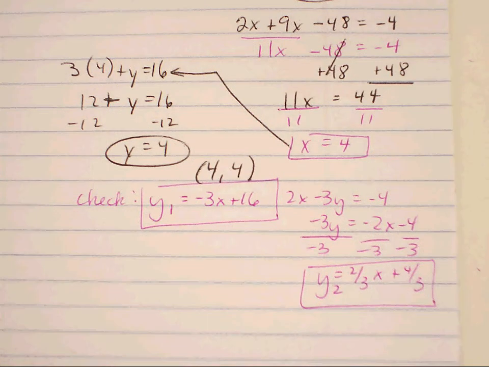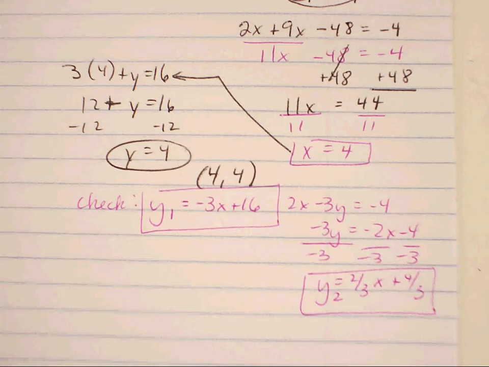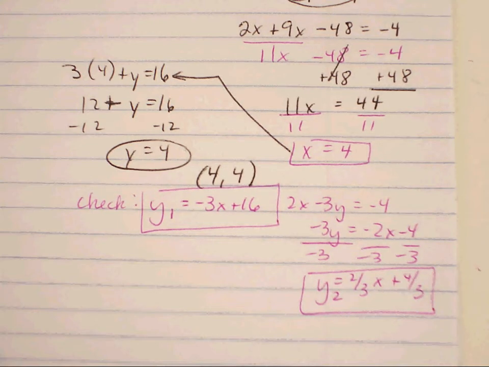Check it graphically. So we've already got y1 into the format that we want from the earlier work we did. Now we just have to get y2 in the format we want. So we have 2x minus 3y equals -4. Subtract your 2x from both sides. Divide by -3. So your y2 looks like this. Your y1 looks like that.